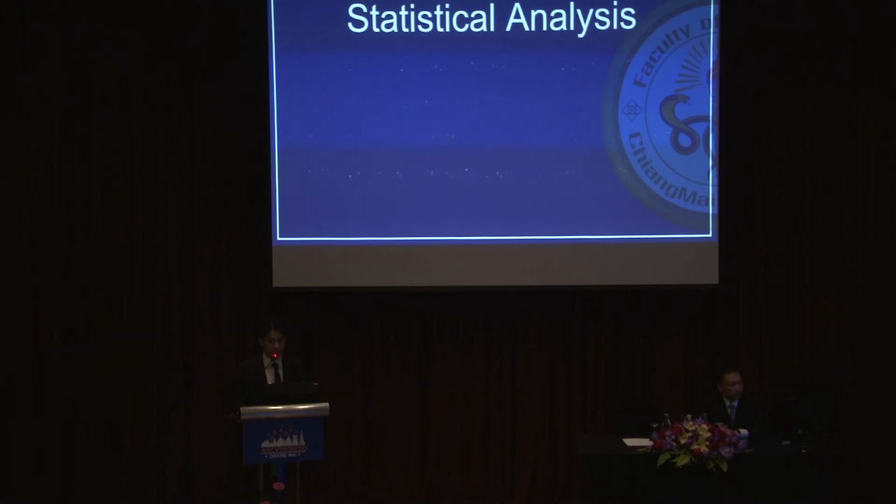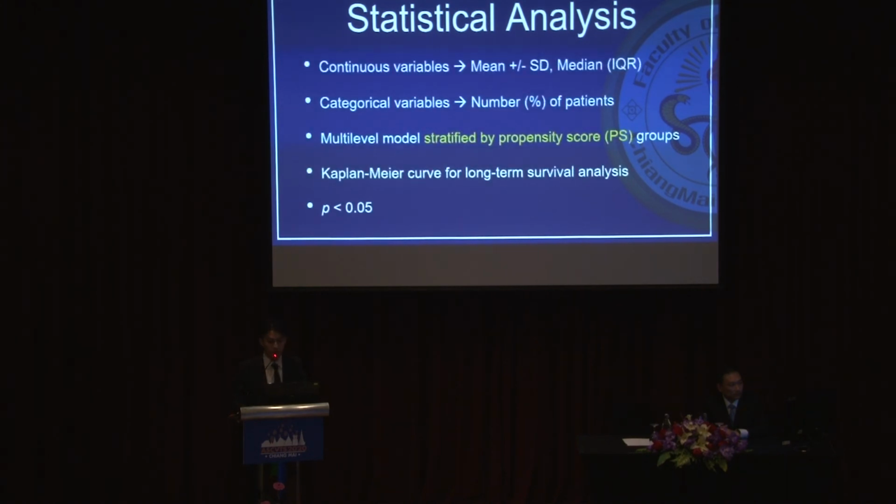Statistical analysis was done and results were reported as shown. However, since there was a big difference in the number of patients in each group, the stratified propensity score method was used to analyze the multi-level model data in order to eliminate the bias from covariates. Then long-term survival was analyzed and shown as a Kaplan-Meier curve, and a p-value of less than 0.05 was considered statistically significant.